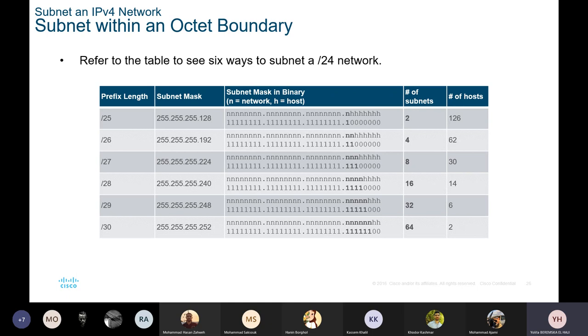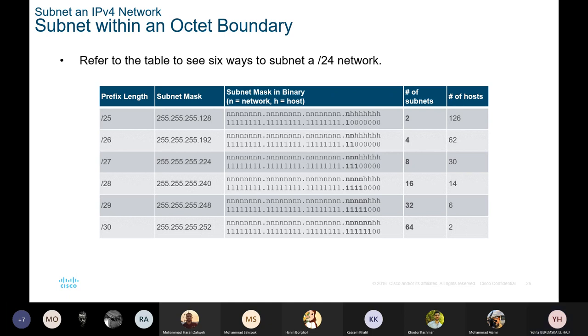Now, how many subnets can we do in these two bits? We can do 2 to the power 2, which is 4. That means we can have 00 slash 26, 01, 10, and 11. So we can have all together four subnets.